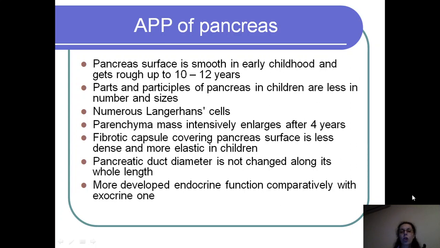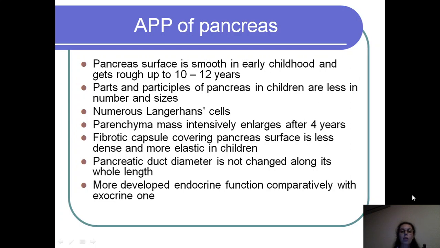Anatomic and physiological peculiarities of pancreas. Pancreas surface is smooth in early childhood and gets rough up to 10 to 12 years. Parts and participles of pancreas in children are less in number and sizes. There are numerous Langerhans cells. Parenchyma mass intensively enlarges after 4 years.